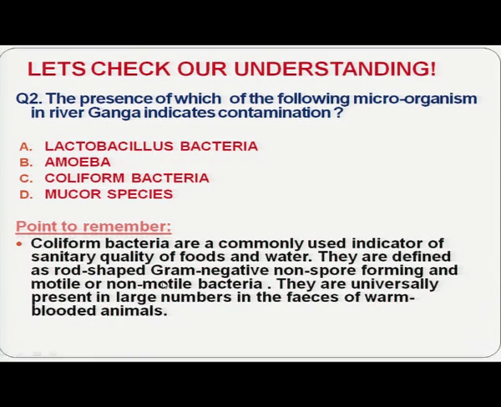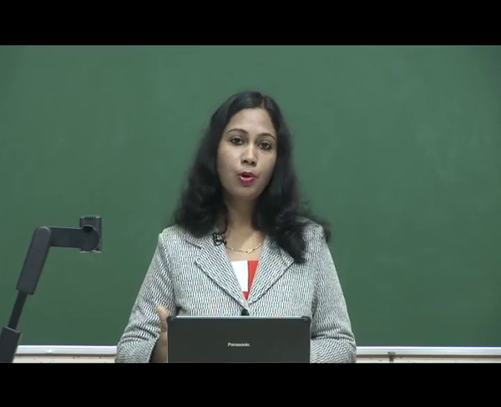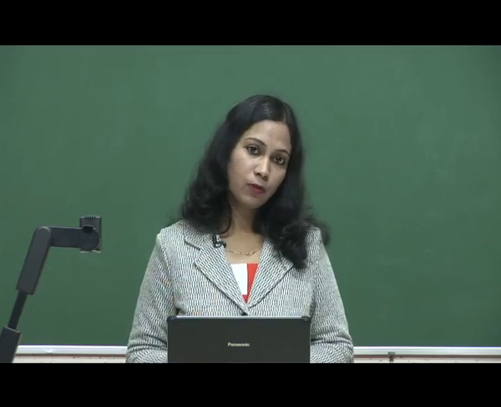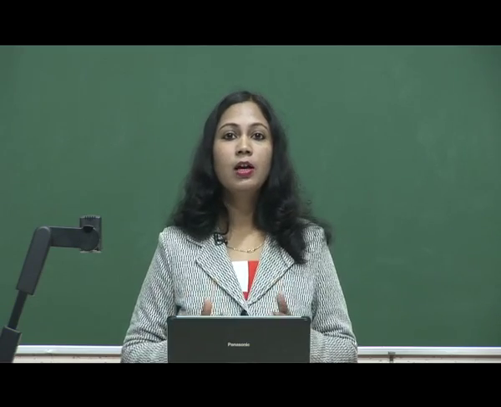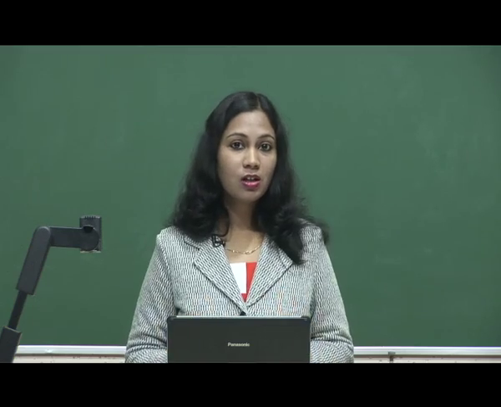They are universally present in large numbers in the feces of warm blooded animals. So, feces can contaminate the water bodies and this bacteria is found in the feces of many organisms. So, it is like an indicator. Similarly, you must remember that lichen is also a pollution indicator, but the case is opposite there. The lichens will stop growing, as we learnt in the chapter of evolution. If the surrounding is more polluted, they stop growing.